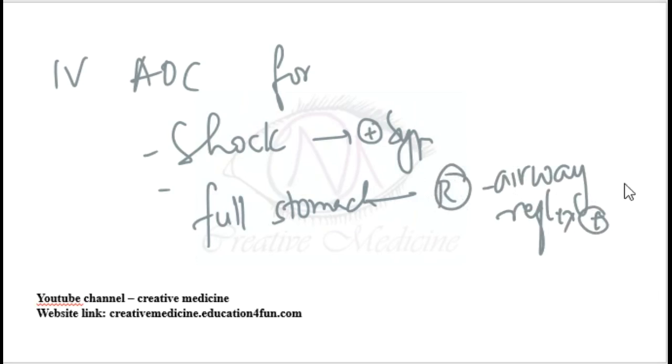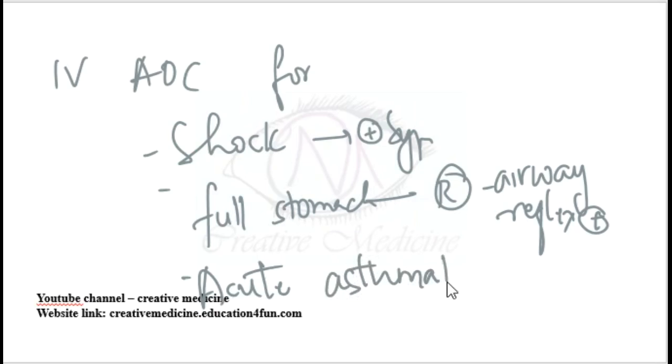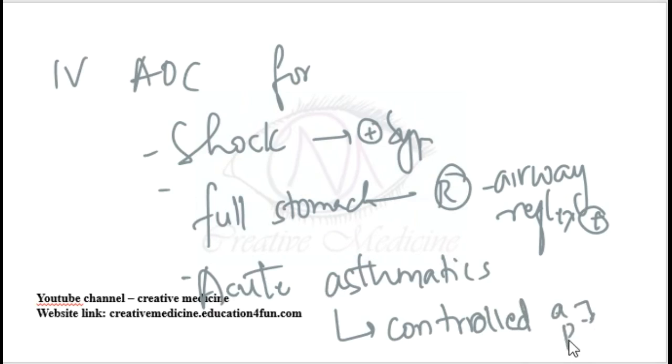Ketamine is the intravenous agent of choice for acute asthmatics. For active or acute asthmatics, it is the agent of choice. But if you were asked what is the intravenous agent of choice for controlled asthmatics, it is propofol.